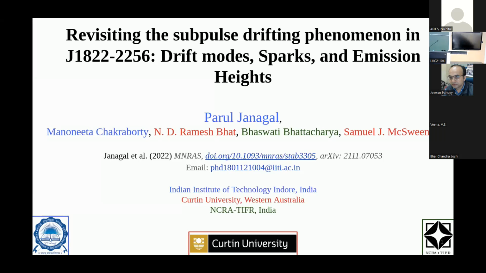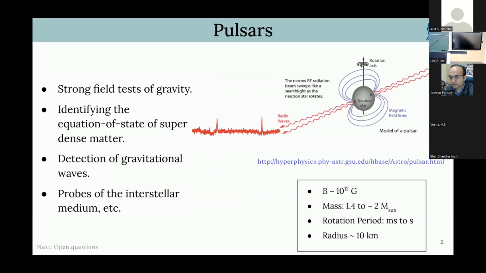I'm going to present a short summary of our group's recent work on the sub-pulse drifting in Pulsar J1822-2256. To begin with, pulsars are formed when a massive star with mass up to 8 solar masses goes supernova.